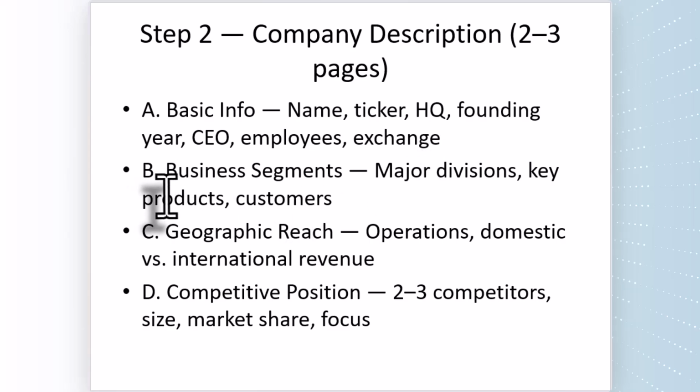In part 2, let's talk about business segments, right? What are the major divisions of the company? What are the key products? Who are their customers? Much of this information is found in the 10K, but it also can be found in Morningstar. What about the geographic reach?